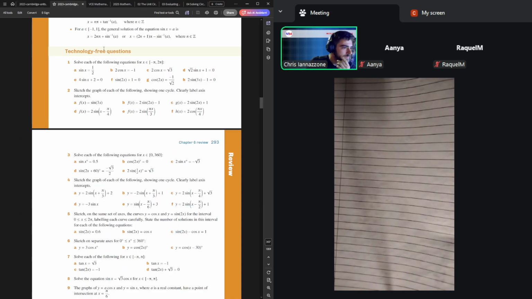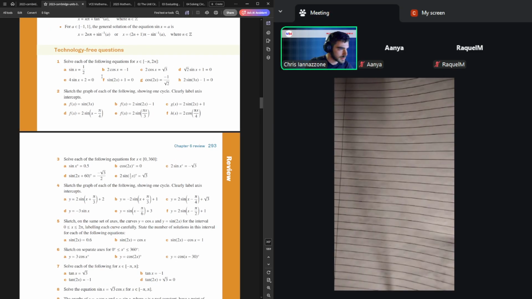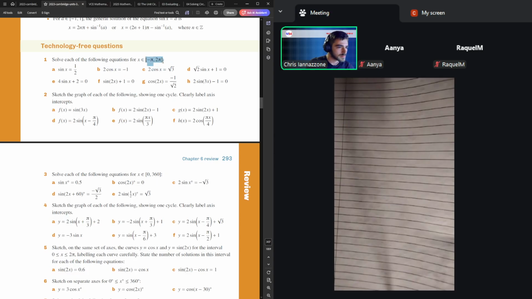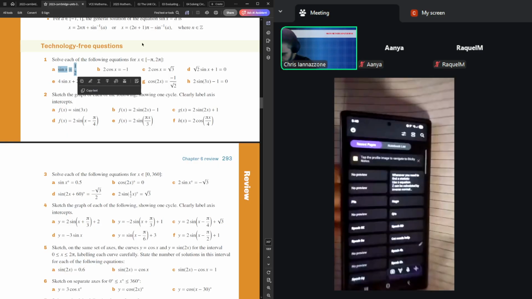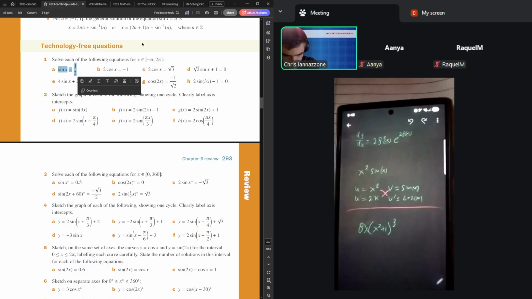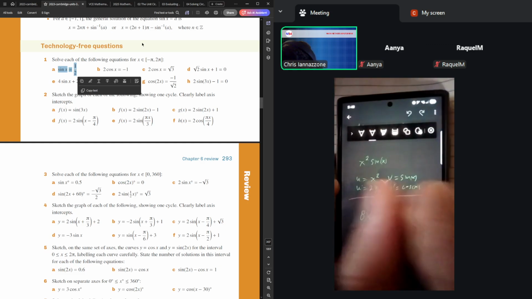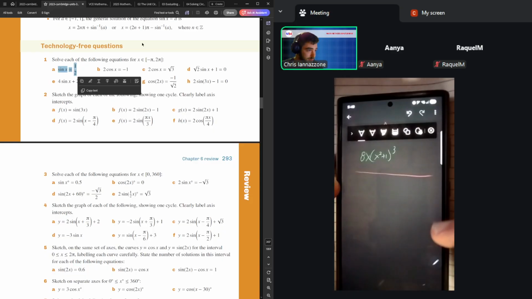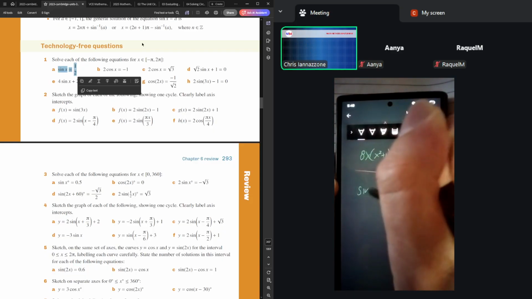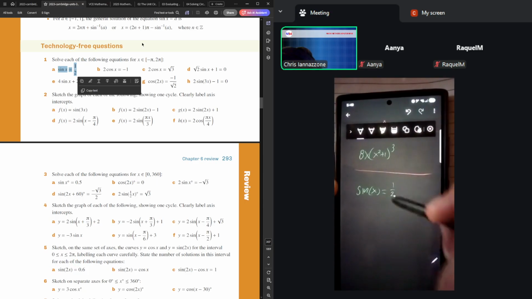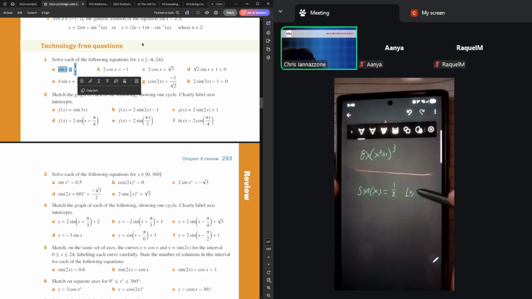So let's give this a shot. Let's treat the first one with 0 to 2 pi. We'll just ignore this one that says negative pi to 2 pi. So let me start getting this written out on the handwritten notes. So we just got sine equals a half. Sine x equals a half for 0 to 2 pi.